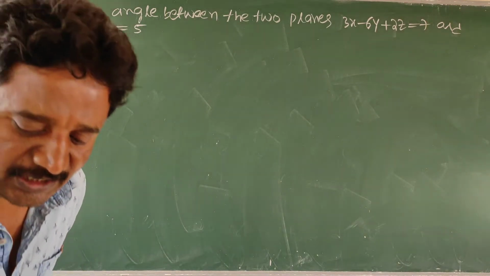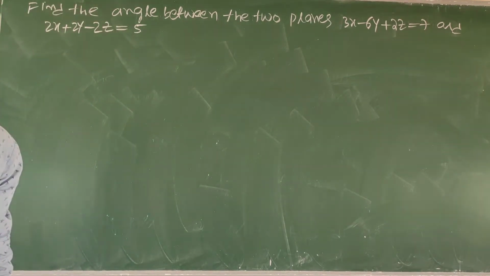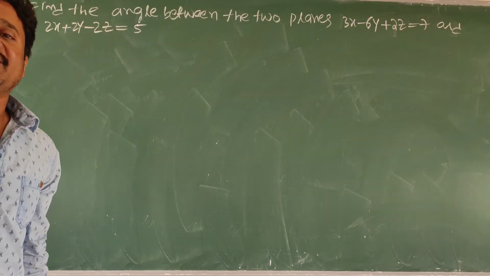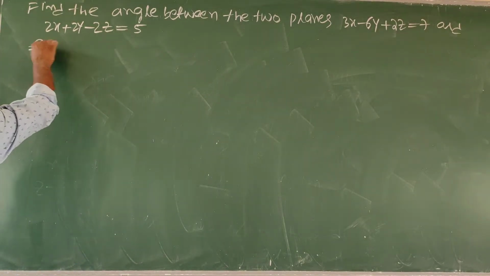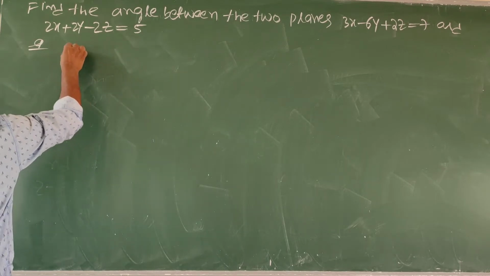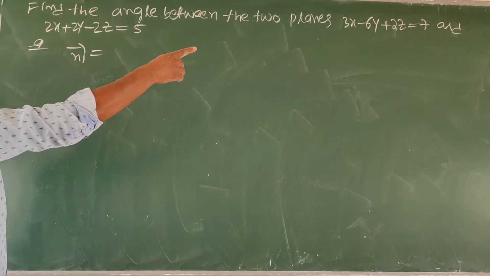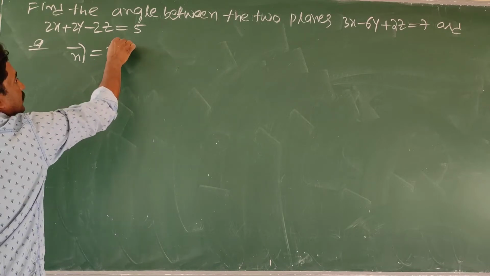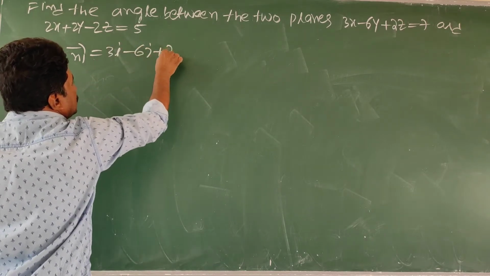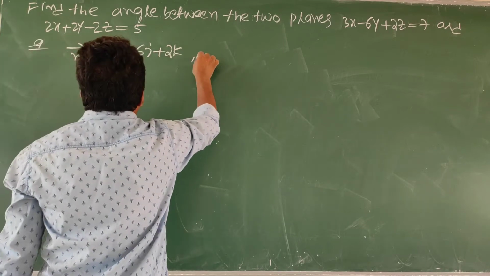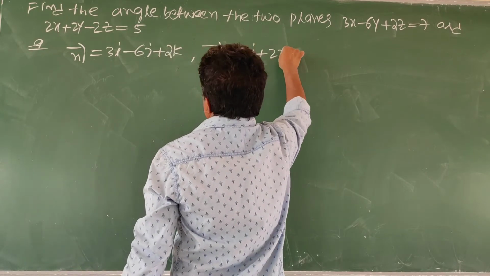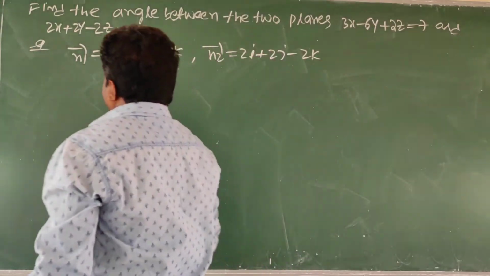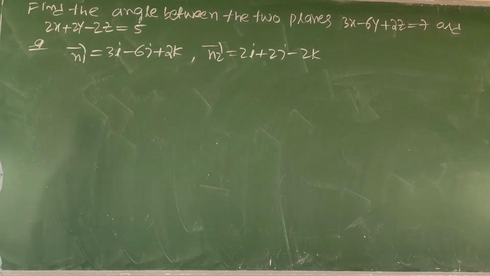Planes are given, students. If planes are given, first you collect normal vectors from the planes and find the angle between them. Solution. Normal vector n1 is 3i minus 6j plus 2k. Next, vector n2 is 2i plus 2j minus 2k. Now you find cos theta.